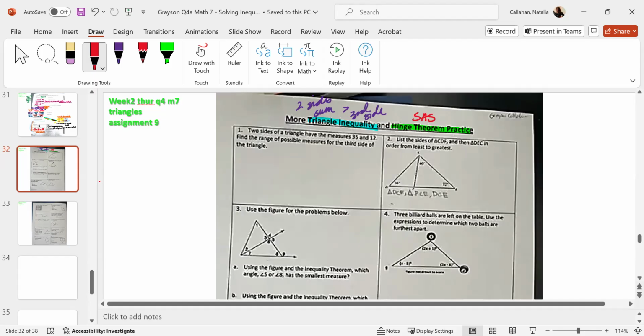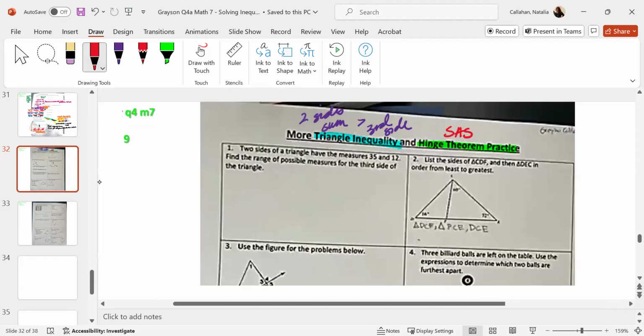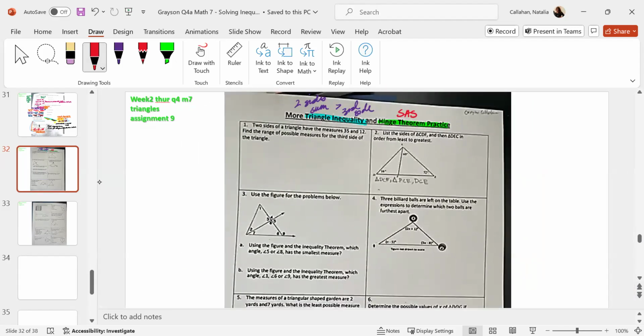Okay. All right, let's just go with the first question. Go read. Just read it. Two sides of a triangle have measures 35 and 12. Find the possible range of measures for the third side of the triangle. Remember how we did this? We're going to say X is the third side, right? Because usually in a triangle, you have the two smaller sides and the larger side, right?